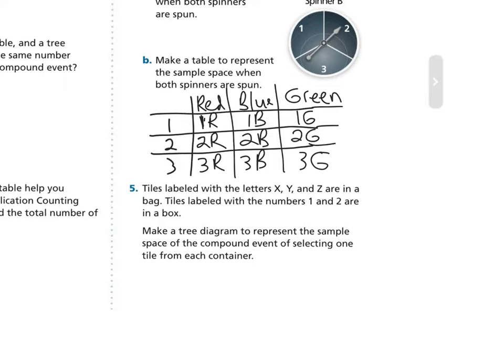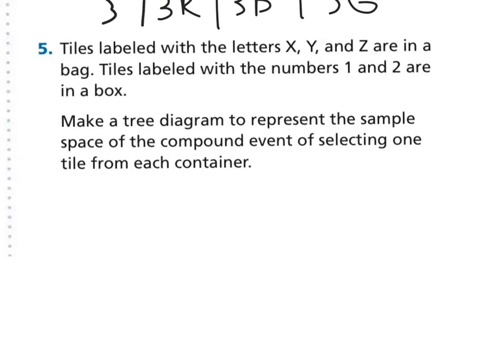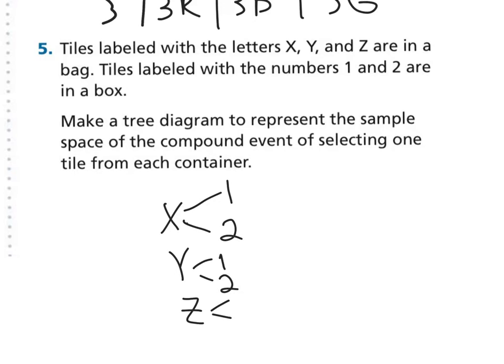Okay, we look at number 5. Tiles labeled with the letters X, Y, and Z are in a bag. Tiles labeled with the numbers 1, 2, and 3 are in a box. Make a tree diagram to represent the sample space of the compound event of selecting one tile from each container. So if we start out, let's say we start with X, branching off from X, that's how they get this tree diagram because it's got branches. So off from the X we could have what? 1 or 2, is that it? Okay, we could have Y branching off 1 and 2. We could have Z branching off 1 and 2.